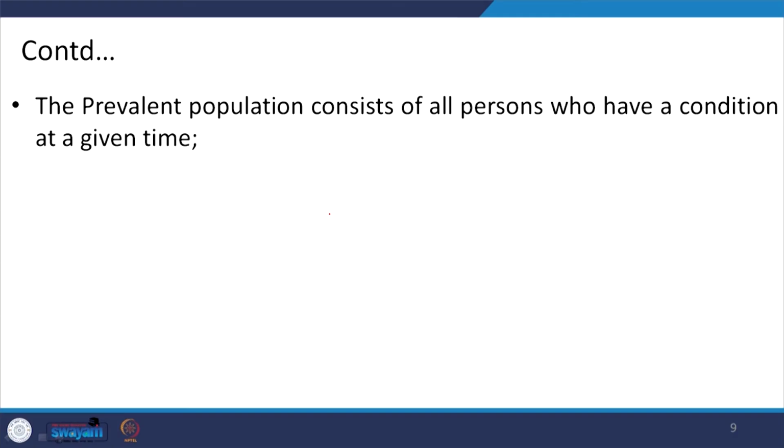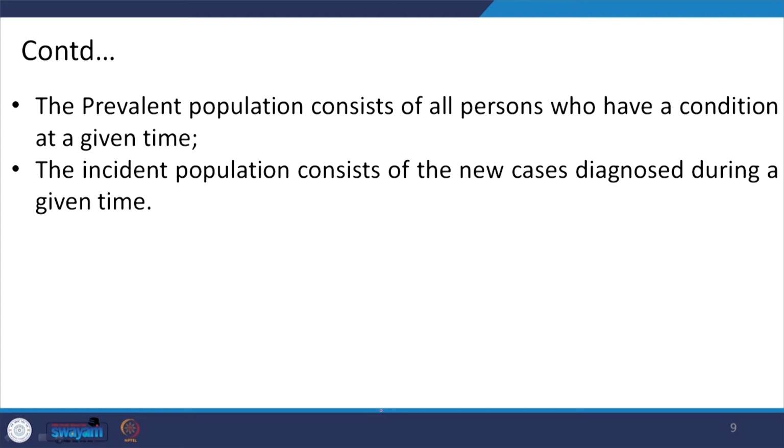When we are talking about the prevalent cost, we need to take into account the prevalent population. Who are these prevalent populations? They consist of all the persons who have a condition or a particular problem, let us say the illness of asthma, at a particular given time, right. So, when you say it is 2017 and the number of persons suffering from asthma is, let us say, 200 in a particular locality, then these 200 persons are the prevalent population.